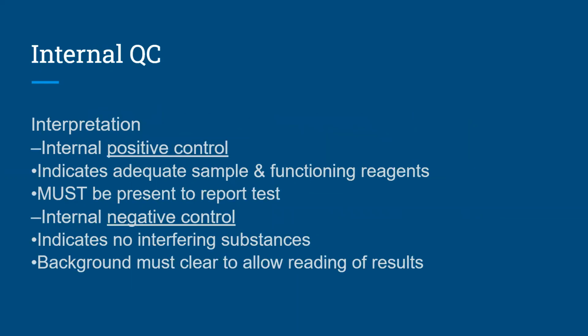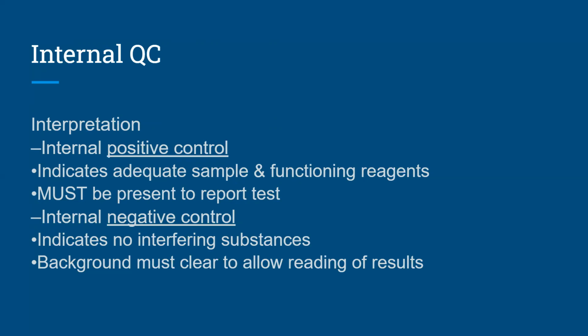Internal QC has two components. There's a positive and a negative internal quality control. They both have to be the expected response in order for the test to be valid. The internal positive control indicates a sample is functioning properly and that the reagents are functioning as expected. Internal positive control must be present to report the patient test, and the internal negative control indicates that there are no interfering substances that may cause erroneous results.